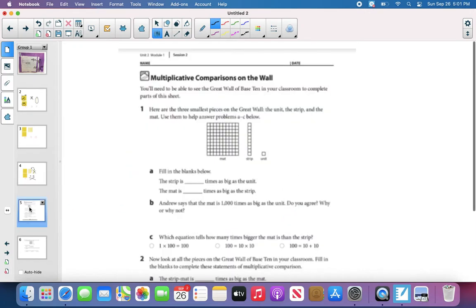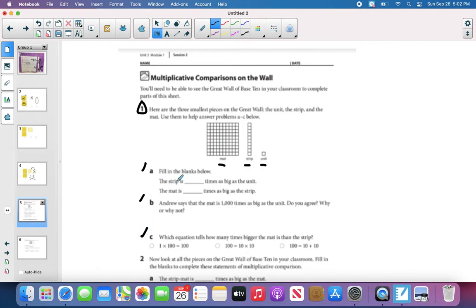Let's take a look at this worksheet. It says you'll need to be able to see the Great Wall of base 10 in your classroom to complete parts of this sheet. You can always rewind this video and take a look at it there. Here are the 3 smallest pieces of the Great Wall: a unit, the strip, and the mat. Use them to help answer problems A through C.